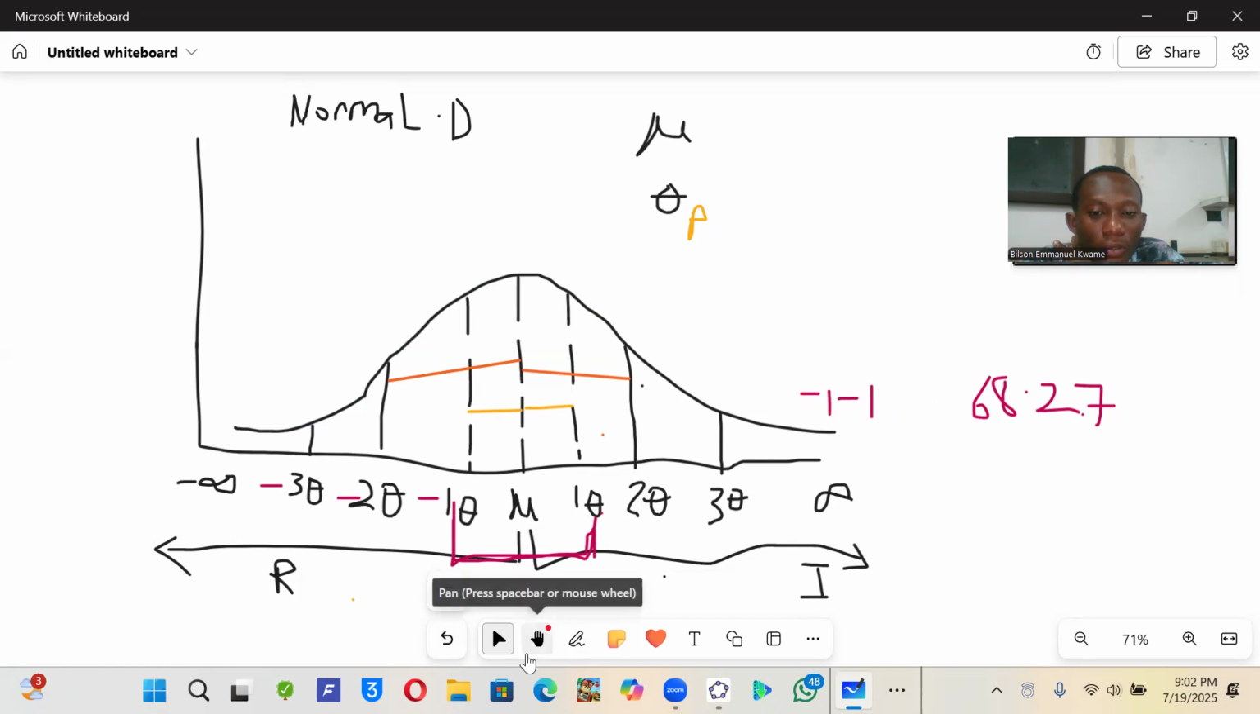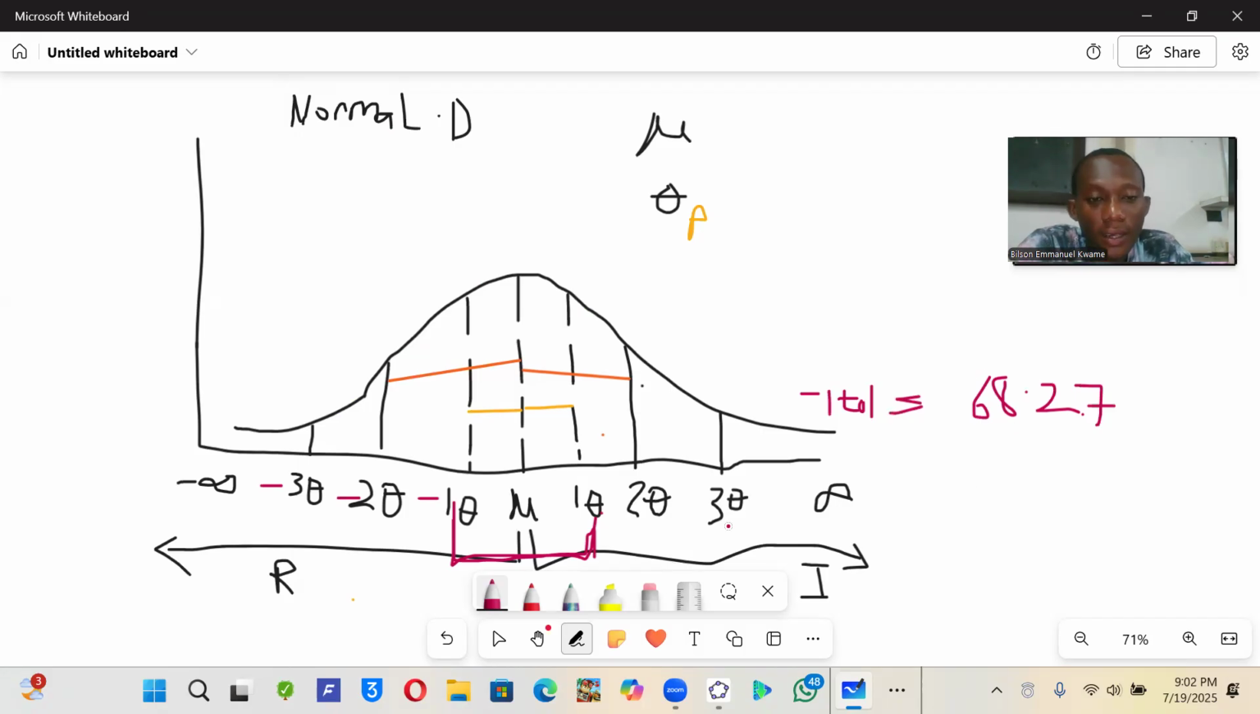Okay. So -1 to 1 is giving us 68.27, right? Then we want to know -2 to 2, what is it going to give us, right?